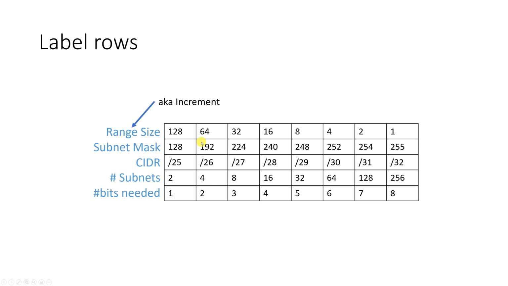And also, again, we went over this. What was the subnet mask for a /26 network? It was 255.255.255.192.